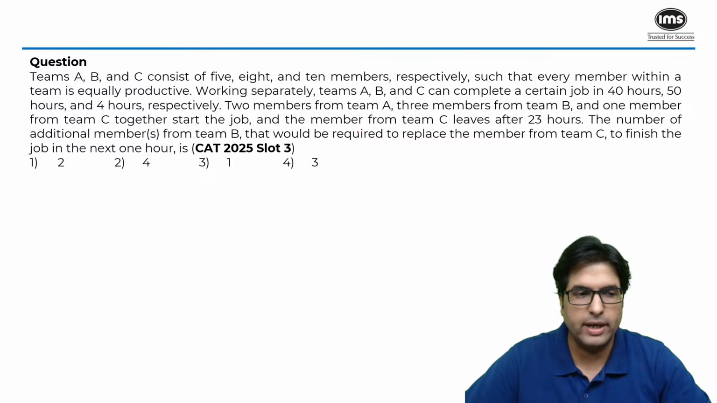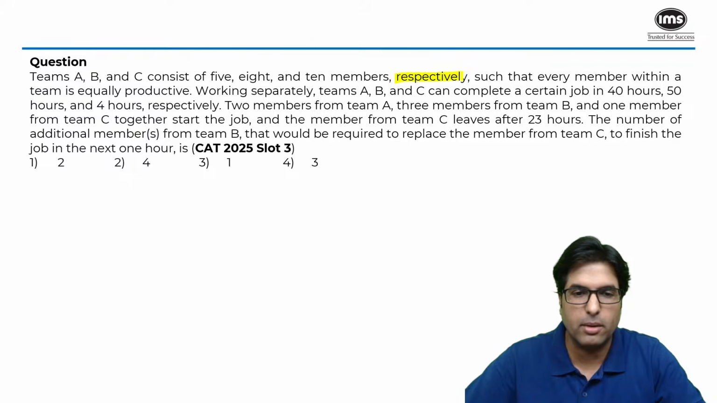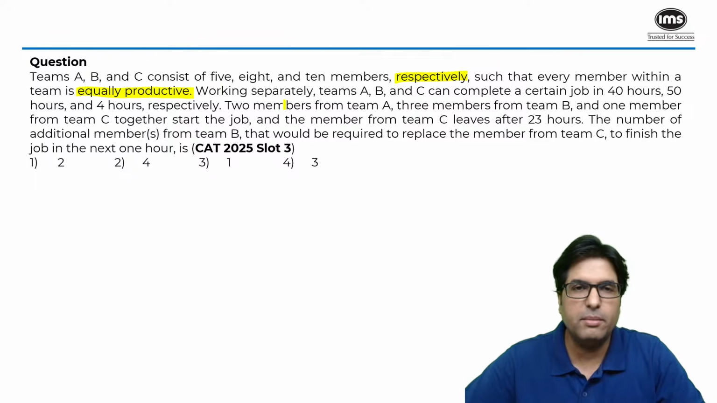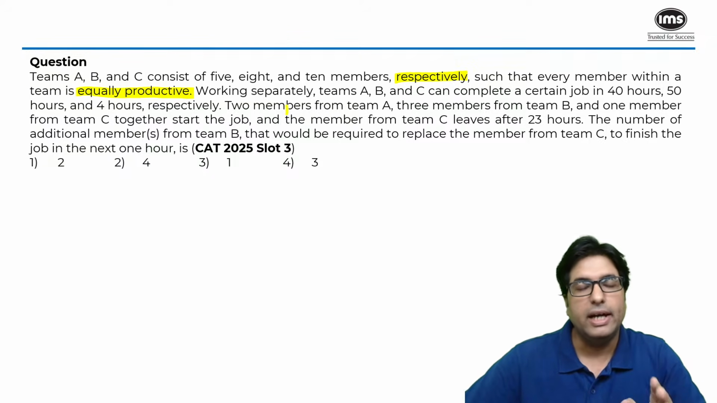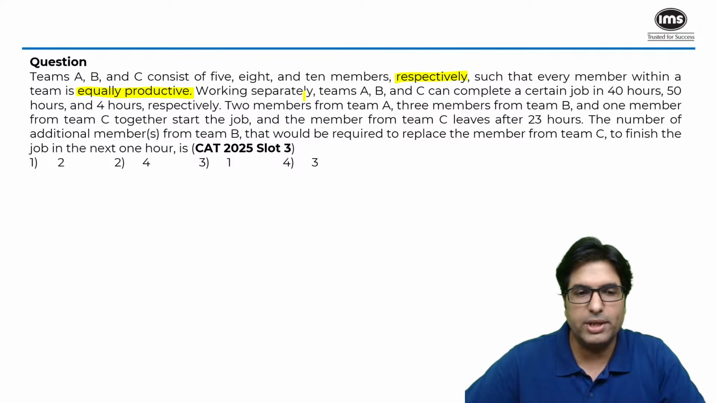All right, let's move ahead. So teams A, B, and C consist of 5, 8, and 10 members respectively. Again, as usual, just like DLR, respectively is an important keyword whenever you come across this. So we already have data for how many members each team has, and every member within a team is equally productive. What do you mean by this particular word? That every member within a team is equally productive, which means the efficiency or the rate for each of these individuals across one team may be different for different teams, but for one team, choose any two members across any one particular team, their rates would be same.